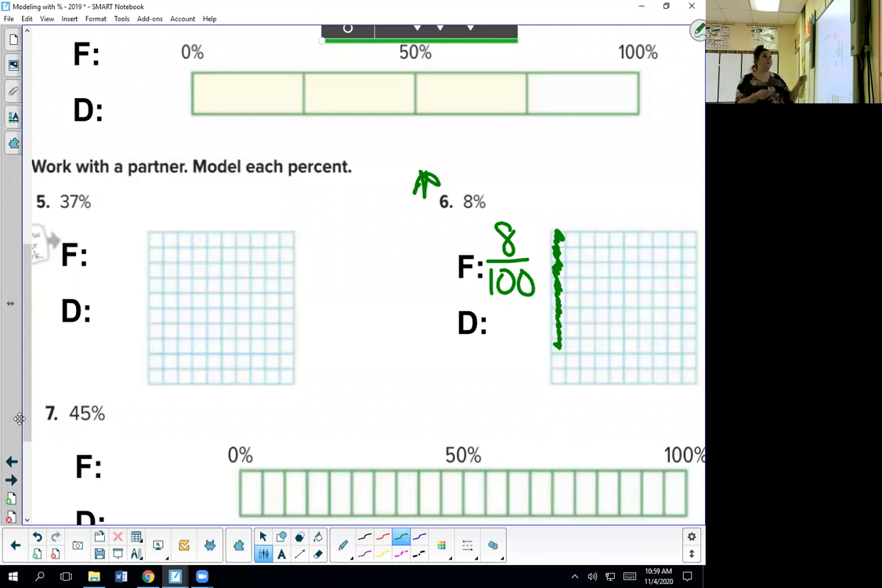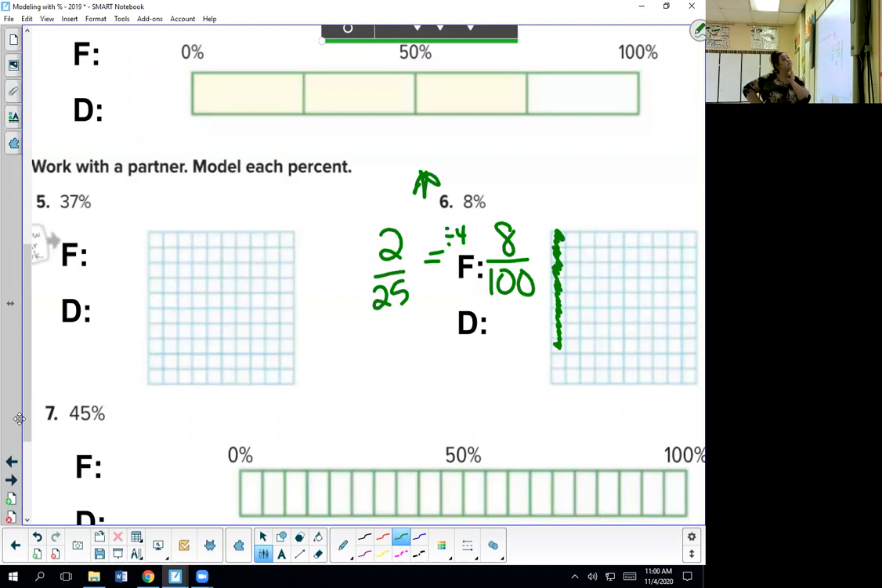Okay, what should I do? I should simplify it, right? So I could cut it into 4 pieces. So that gives me 2, because 2 times 4 is 8. And then what times 4 gives me 100? So that would be 25, 2 25ths. Okay, so how do I write this as a decimal?